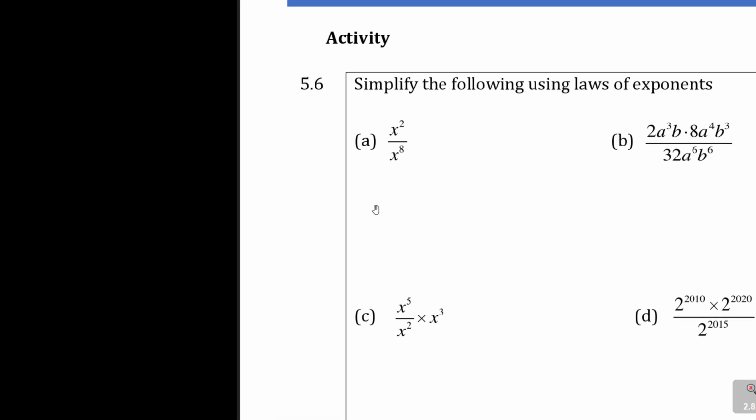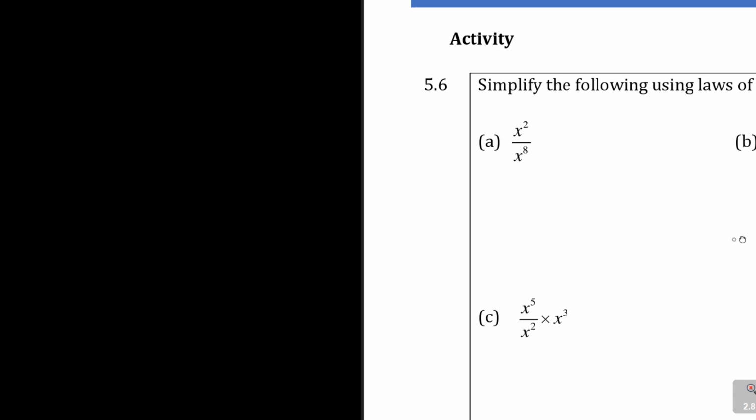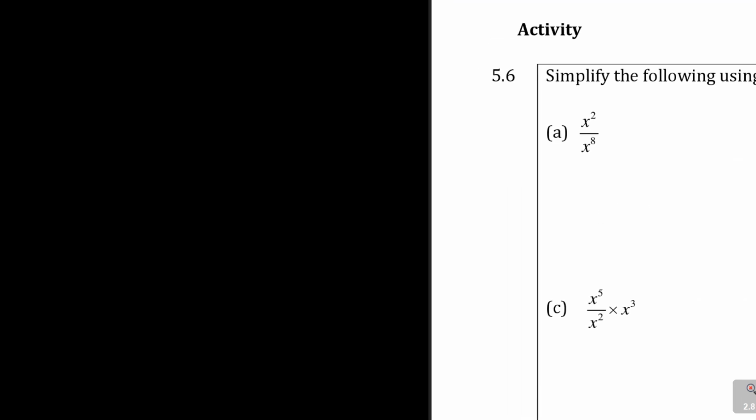Look at this. It says activity, simplify the following using laws of exponents. Can you try that? Let's start with A. Can you try that for me? What do you think will be the answer? They are saying x to the power of 2 divided by x to the power of 8. What do you think? Now you apply the law. Same base, x on top, x at the bottom. So you subtract, the top one is 2 minus the bottom one is 8.